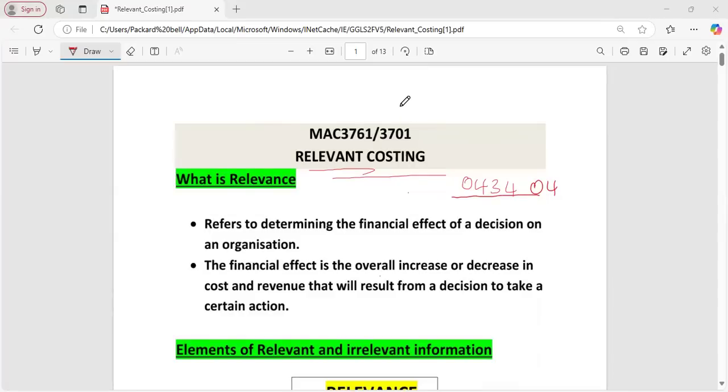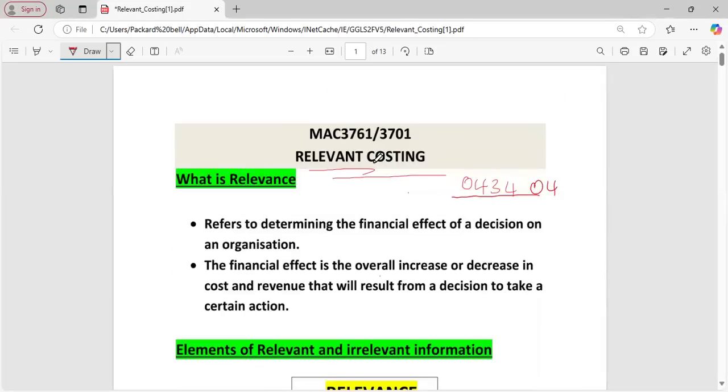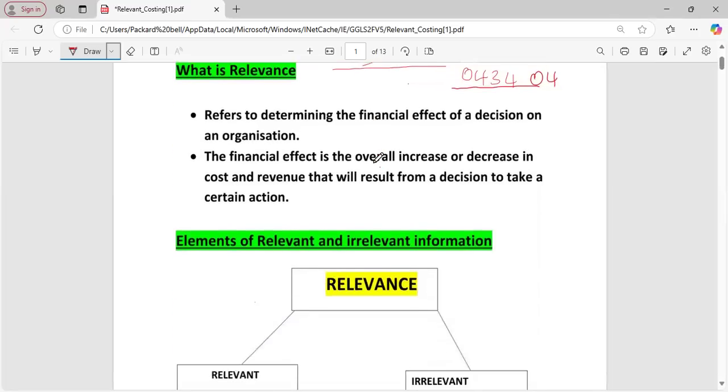Remember, in our previous class, we said we're focusing on what is relevant cost in decision making. When we are looking at relevant cost in decision making, we are looking at the financial effect, that is the overall increase or decrease in cost and revenue that will result from a decision to take a certain action. So when you are making a decision, you need to use relevant cost.